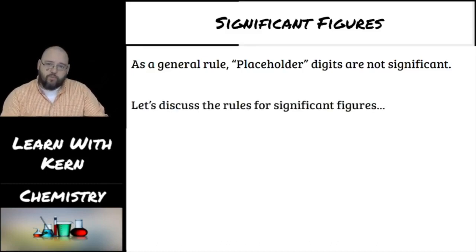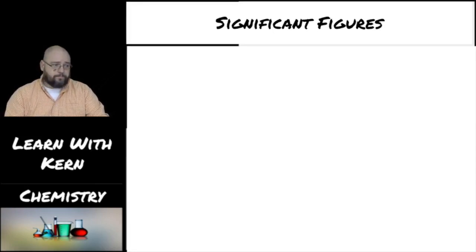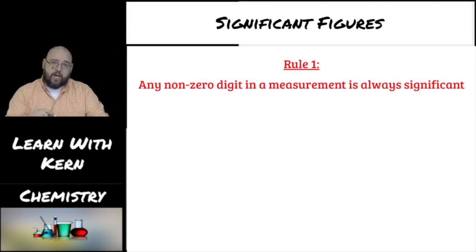So we're going to discuss the rules of significant figures now. These can be a little confusing and complicated, but bear with me, I have a little trick for you at the end. Rule number 1: any non-zero digit in a measurement is always significant. When we take measurements, we only record the digits that are part of the measurement. So any non-zero digit is always a significant digit.